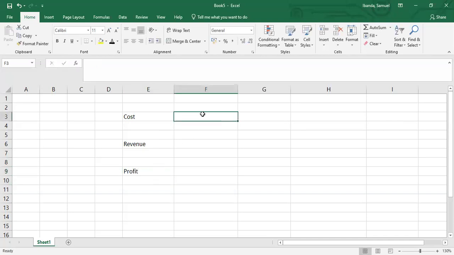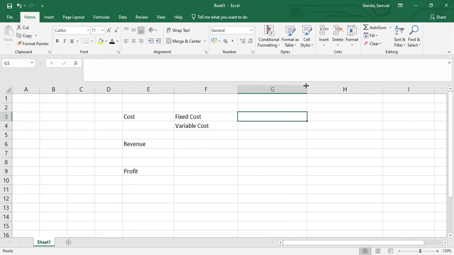When somebody says cost in business, they are looking at two things: fixed costs and variable costs, because total cost is the summation of fixed plus variable cost. We shall try to understand more of how to calculate each of these as we proceed.